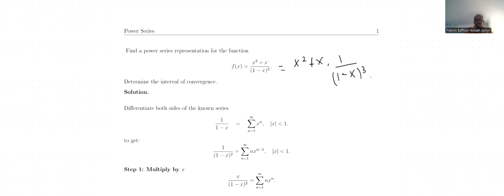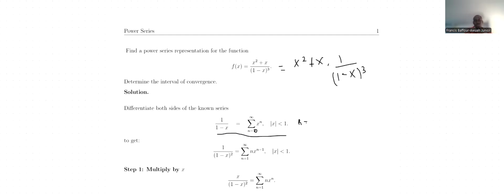So for a problem like this, the idea is to start with a known series, which is the geometric series. So for the function 1 over 1 minus x, the power series representation of that is the sum, n going from 0 to infinity, of x to the power n, where the absolute value of x is less than 1. So here my interval of convergence is between -1 and 1, and my radius of convergence is 1.